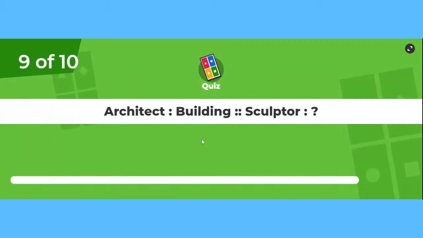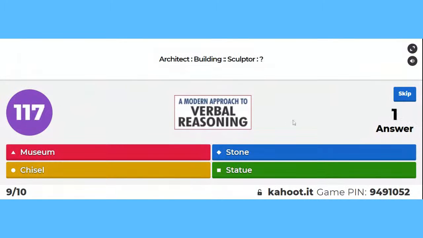Architect is to building as sculpture is to. As an architect makes a building, similarly what does a sculpture do? The options are museum, stone, chisel, statue. You have plenty of time to answer this and it's an easy one. You will use it in daily life.